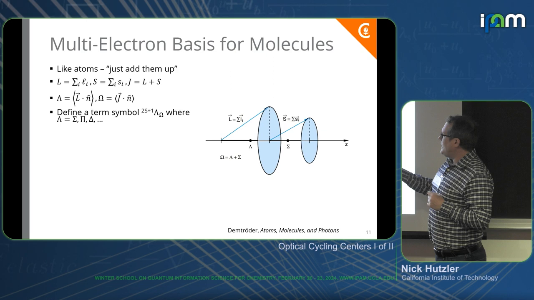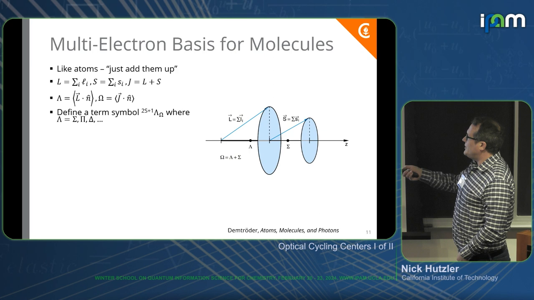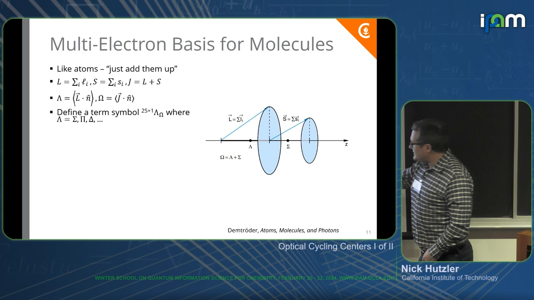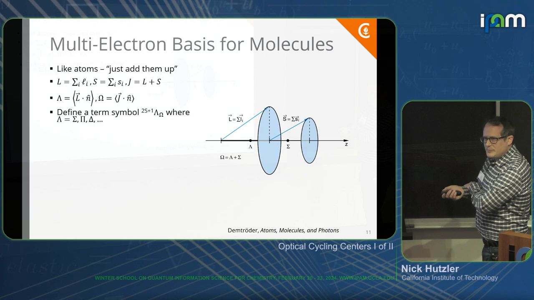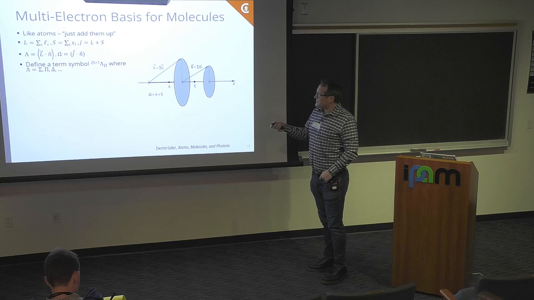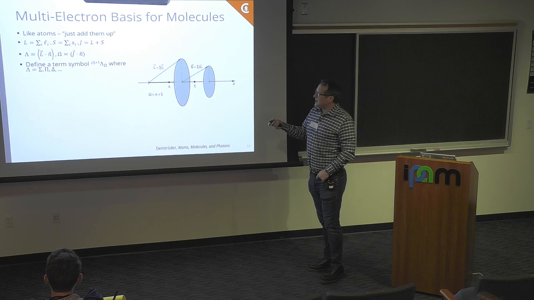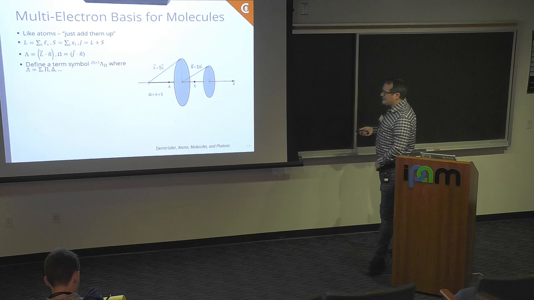And then you also get some quantum number called omega, which is the total J, including L and S, added together, projected on the internuclear axis. And then similar to the atomic term symbol, like the triplet P1, you can define the analogous term symbol for molecules, which describes their states, where you write 2S+1, where S is the total spin, in a superscript. You put omega in the subscript. And then for this capital lambda, you write capital sigma or pi or delta instead of the lowercase for the single electron orbitals.